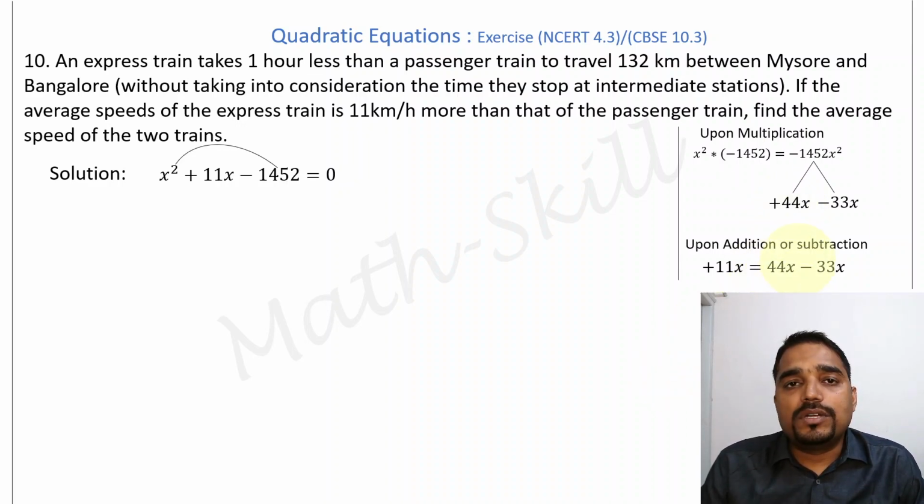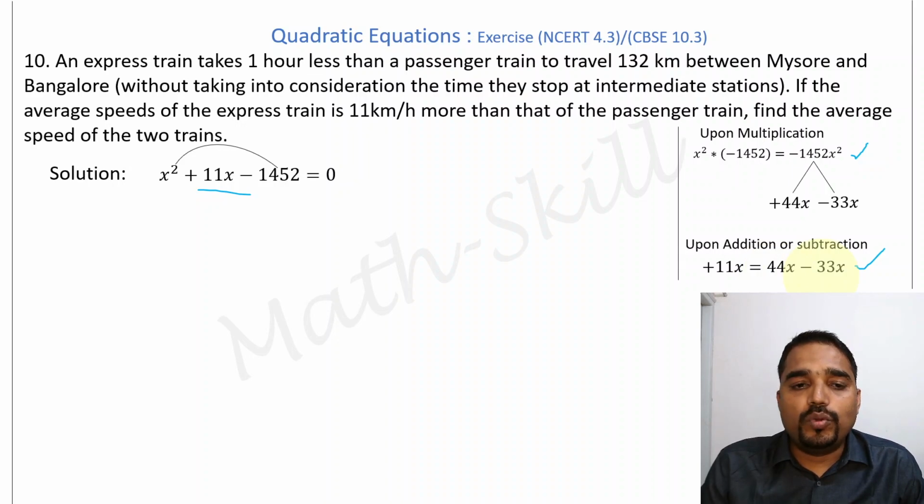Because these factors are built from the prime factorization, the composite numbers would remain unique. This is one of the theorems in real numbers. Therefore 44 multiplied by 33 would be 1452, and x into x is x square. Now both the conditions are satisfied. Therefore we can replace the middle term 11x with the two selected factors, plus 44x and minus 33x.